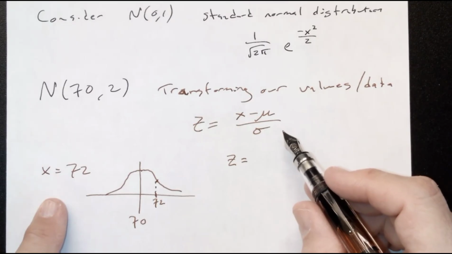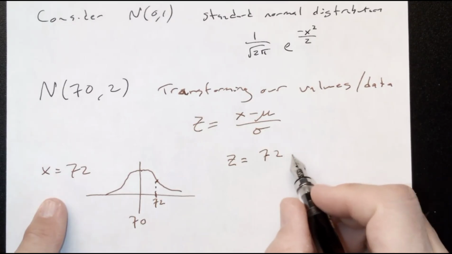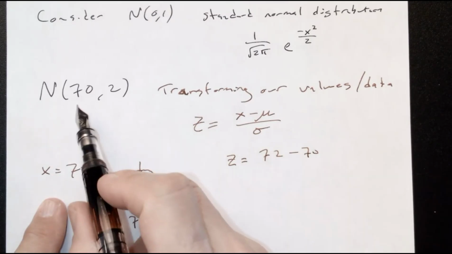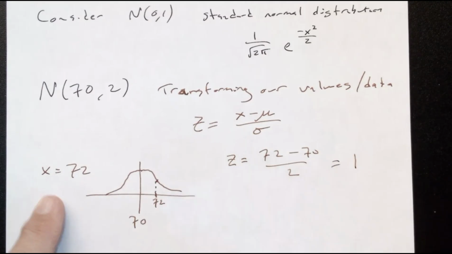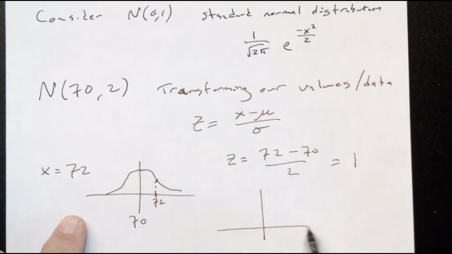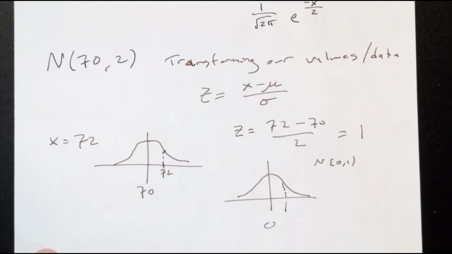Would it be 72 minus mu over sigma? So do we know mu, or do we have to solve for mu? Well, I have mu. Mu is right there. 72 minus 70 over 2, so that looks like that would be this. In that case, it's 1. Which means if I go to the normal distribution N(0,1), I'm at that spot, aren't I? The only difference between these two pictures is the labeling.